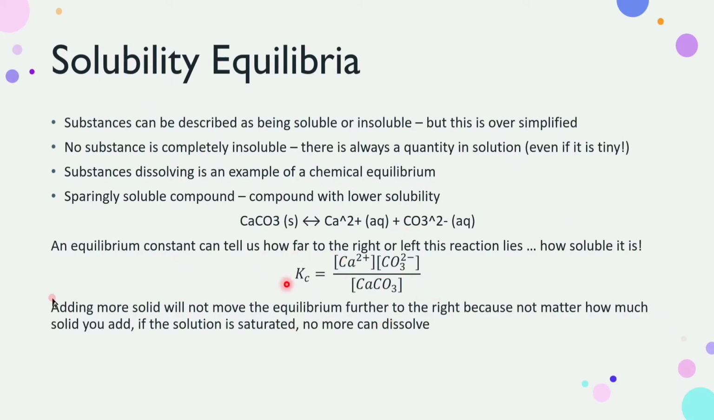Because of this, we cannot use Kc as our equilibrium constant. We now use Ksp, and this is when we take out the concentration of our solid because it will not affect the equilibrium position, because no matter how much more of it we add, it will not move our equilibrium further to the right, because the solution can only dissolve so much.